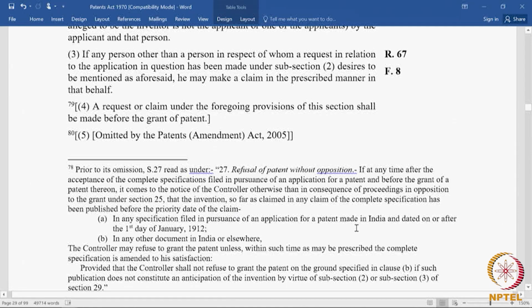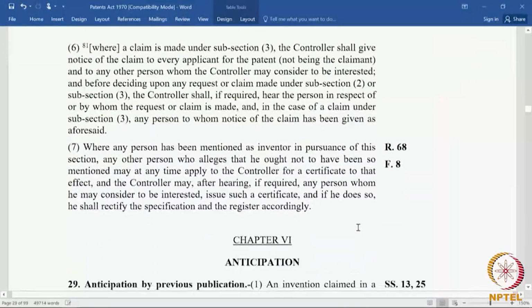Then 5 was omitted, then you have 6, where a claim is made under subsection 3, that is by a third party, the controller shall give notice of the claim to every applicant not being the claimant and to any other person whom the controller may consider to be interested, and before deciding upon any request or claim made under subsection 2 or subsection 3, the controller shall, if required, hear the person in respect of or by whom the request or claim is made, and in the case of a claim under subsection 3, any person to whom notice of the claim has been given as aforesaid.